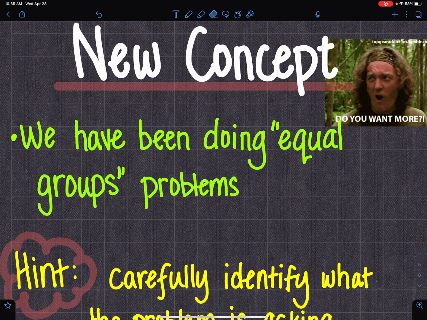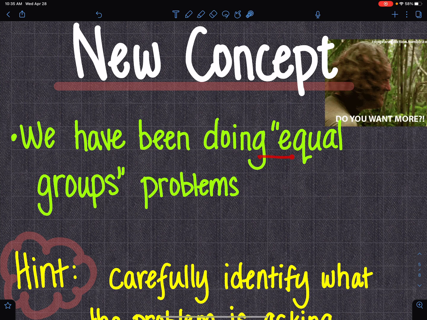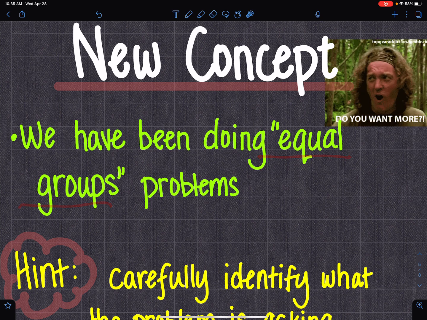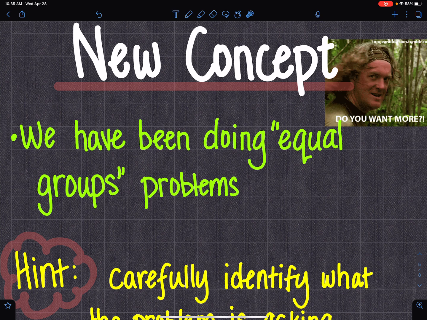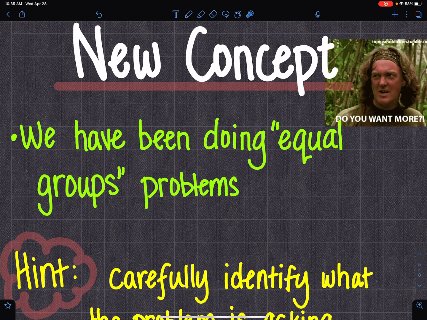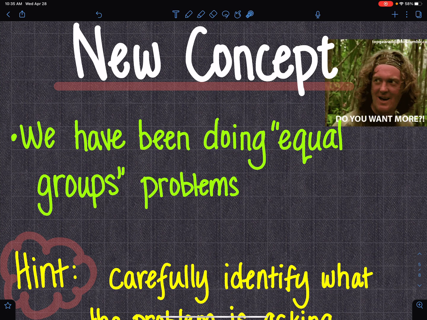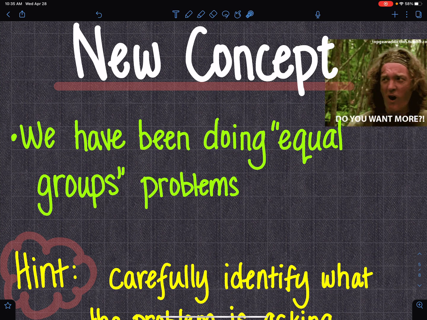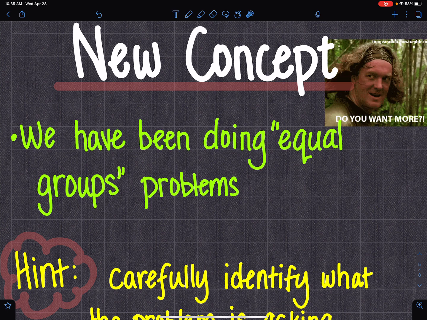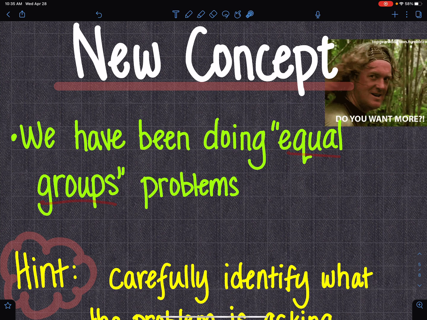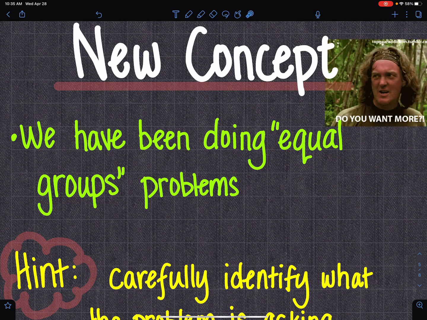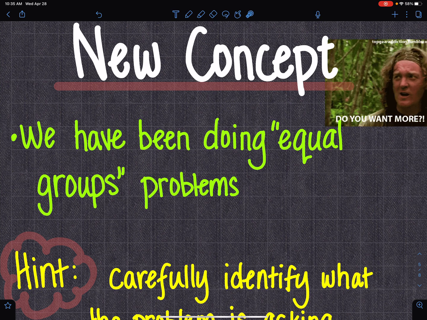So far we have already been doing equal groups problems, and we solved those using division. In this lesson, we're going to be doing division with word problems, but now the divisions are going to have remainders. And so how does that work? It's not going to be equal groups anymore. It's going to be equal groups with a little bit left over. And so you're going to have to figure that out.